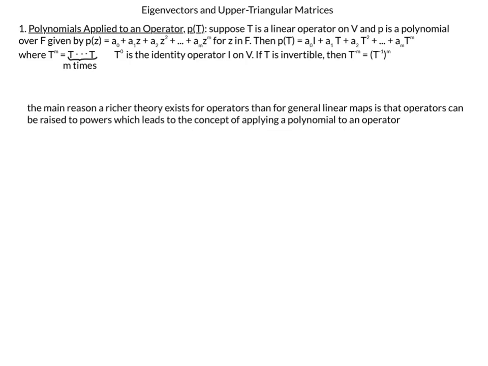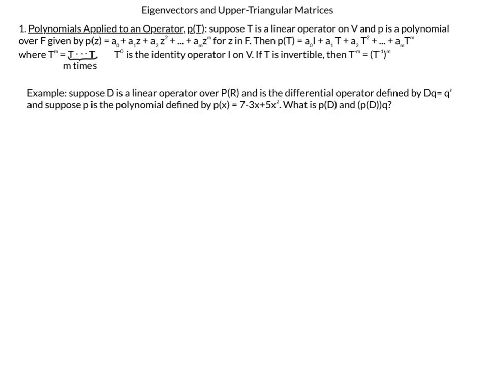The main reason a richer theory exists for operators than for general linear maps is that operators can be raised to powers, which leads to the concept of applying a polynomial to an operator. We have this example. Suppose D is the linear operator on the polynomial space over the real numbers, and D we'll define as the differential operator, defined by D applied to a polynomial q is equal to q prime, the first derivative. And suppose p is the polynomial defined by p of x is equal to 7 minus 3x plus 5x squared. What is p of D?